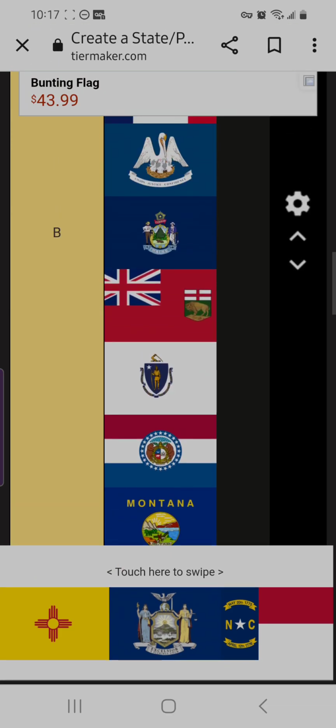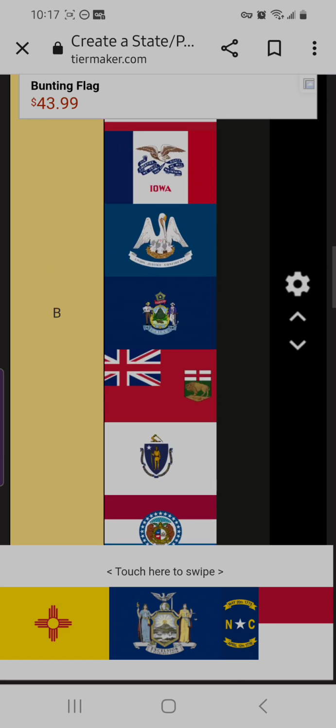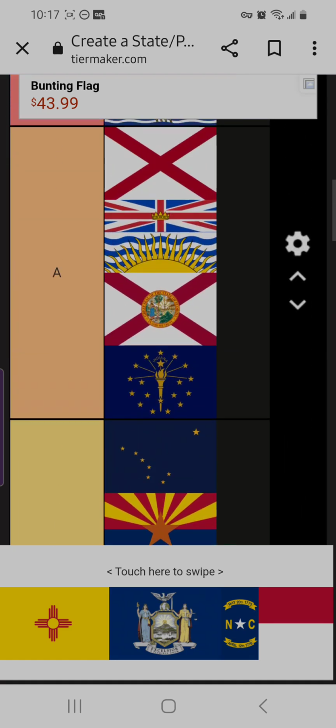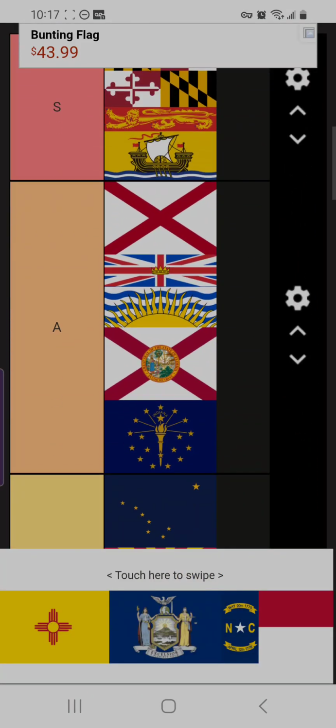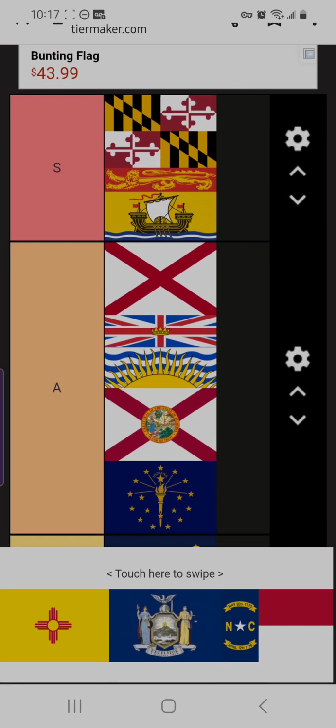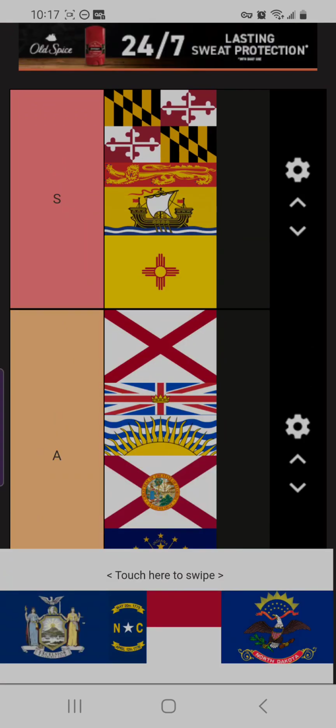New Mexico has the best flag in the Union. It's so simple, but it's so good at the same time. Who designed this flag? I want to know who designed this flag, because this flag is actually one of the best flags in the Union. S+2.